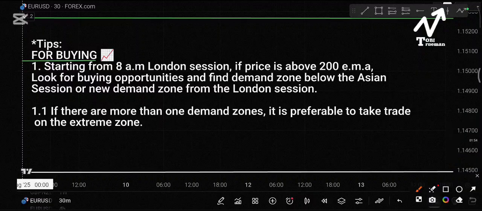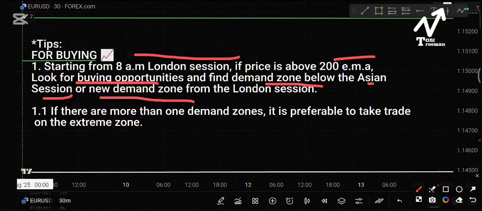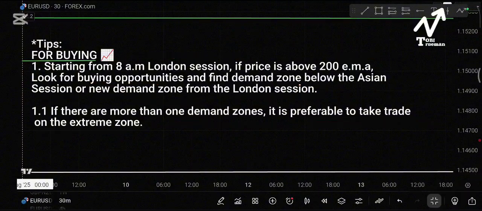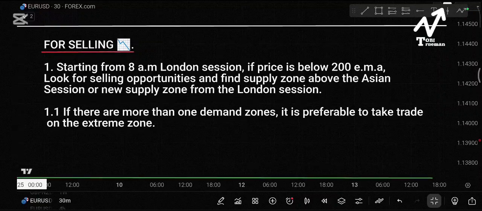Talking about tips for buying, starting from the 8 o'clock London session in the morning, if price is above the 200 EMA, look for buying opportunities and find a demand zone below the Asian session or a new demand zone from the London session. I will explain this with more graphs as we continue. If there is more than one demand zone, it is preferable to trade the extreme zone. Hope you understand it.